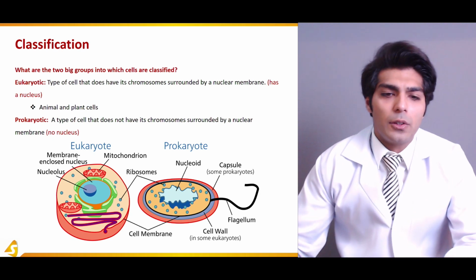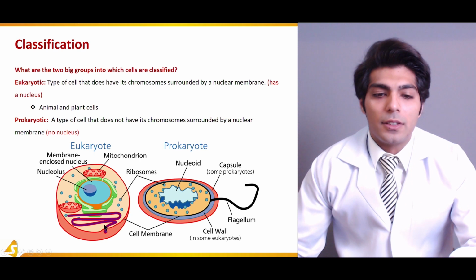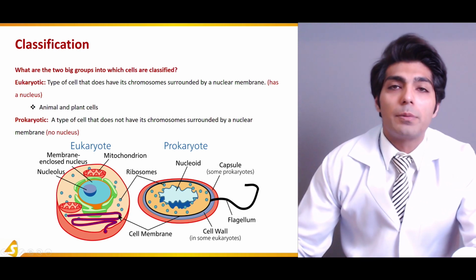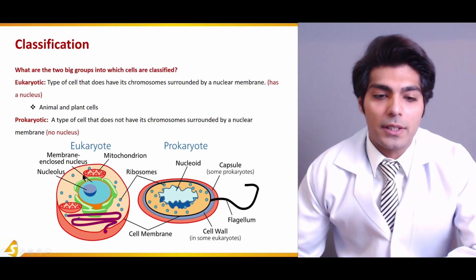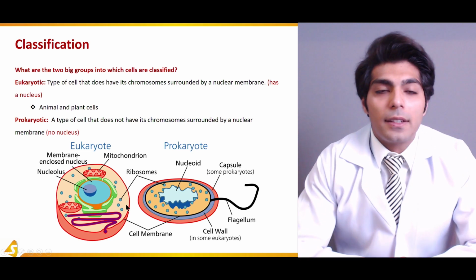You can see in the diagram, it is bounded by the cell membrane. There is a nucleus with a nucleolus, and the ribosomes, endoplasmic reticulum. Some specialized organelles are also present, like mitochondria and ribosomes.